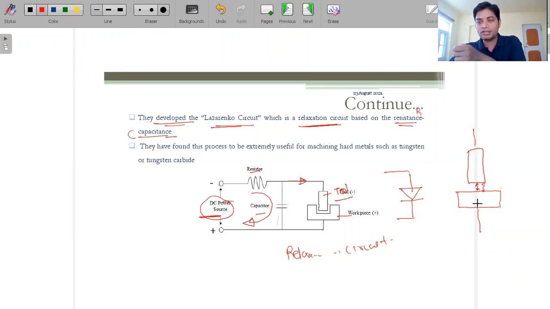How this material is removed, I will brief you in the next part, the working part. As we move the tool downward, a minimum area comes in contact and removes the material, and then we give a feed mechanism so it moves downward, so that the minimum gap is maintained and material is removed continuously. So after some time this shape will come out.